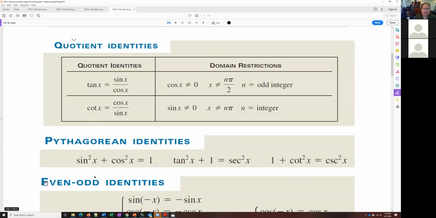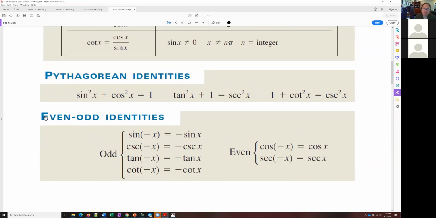We also have seen the Pythagorean identities. The one that's easiest for most people to remember is that sine squared x plus cosine squared x is equal to 1. But we also saw that if we divide through by cosine squared, we will get that tangent squared x plus 1 is equal to secant squared x. And if we start with the original Pythagorean identity and we divide through by sine squared, we'll get 1 plus cotangent squared x is equal to cosecant squared x.